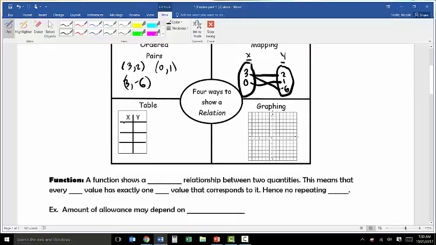The third way is a table, and we've been doing tables for a long time, so that shouldn't be anything new. And just a reminder, you do repeat in a table, you don't repeat in a map. Or you can show the ordered pairs by graphing them. So you could show (3, 2), go right 3 and up 2, (0, 1), or (3, negative 6).